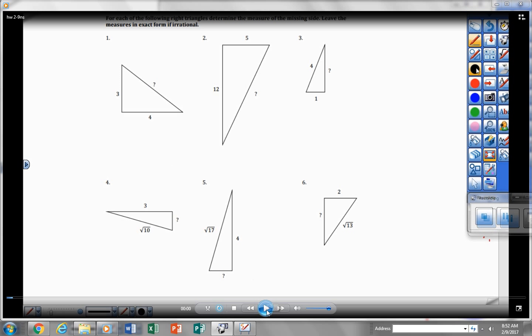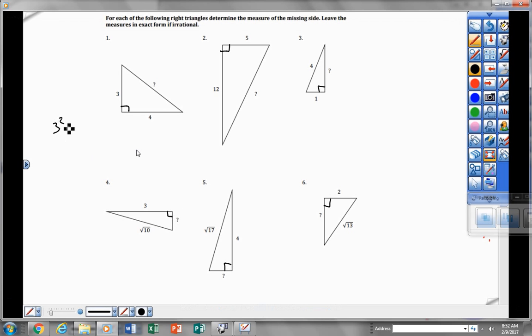I am going to add the right angles to all of these because I want you to make sure it's a right triangle before you start using the Pythagorean theorem. So those are all my right angles. Once I have right angles in there, I know they're right triangles, so I can start to use a squared plus b squared equals c squared.